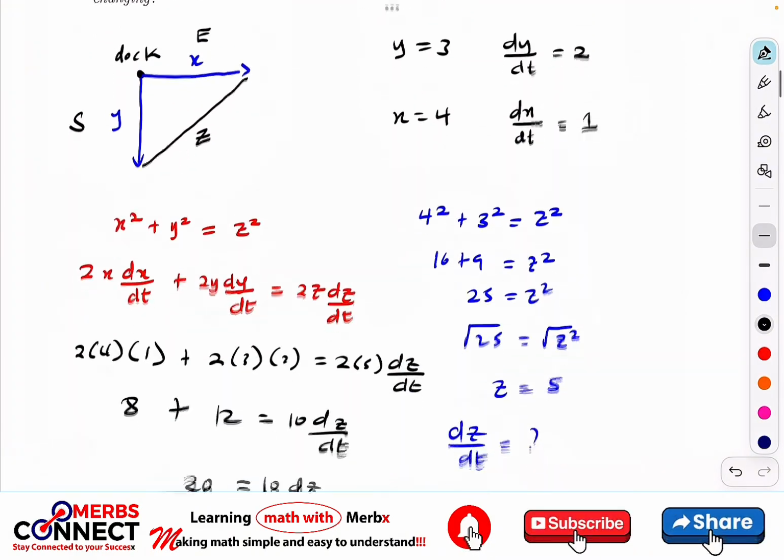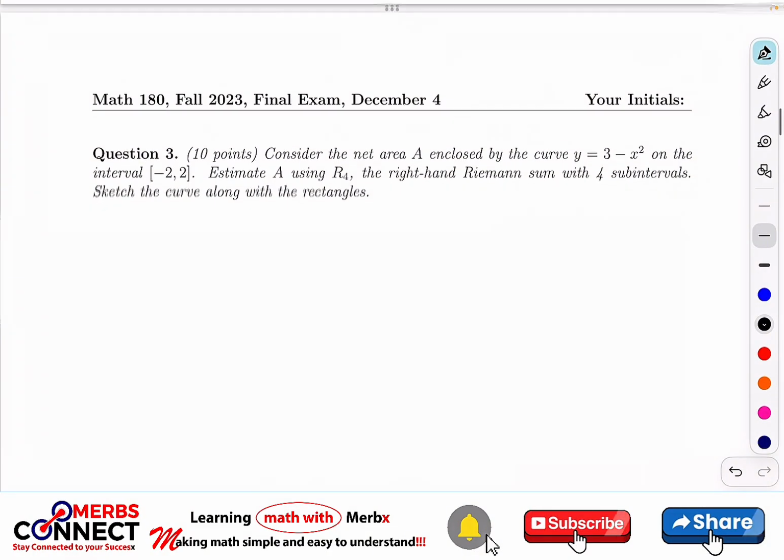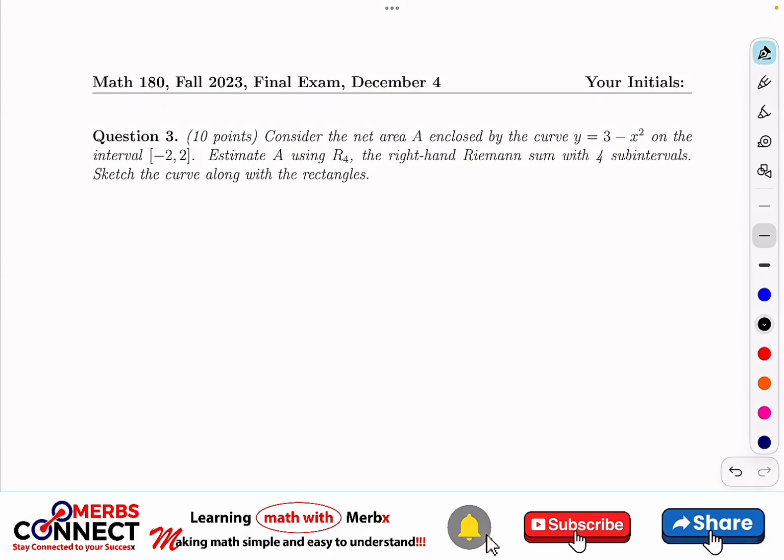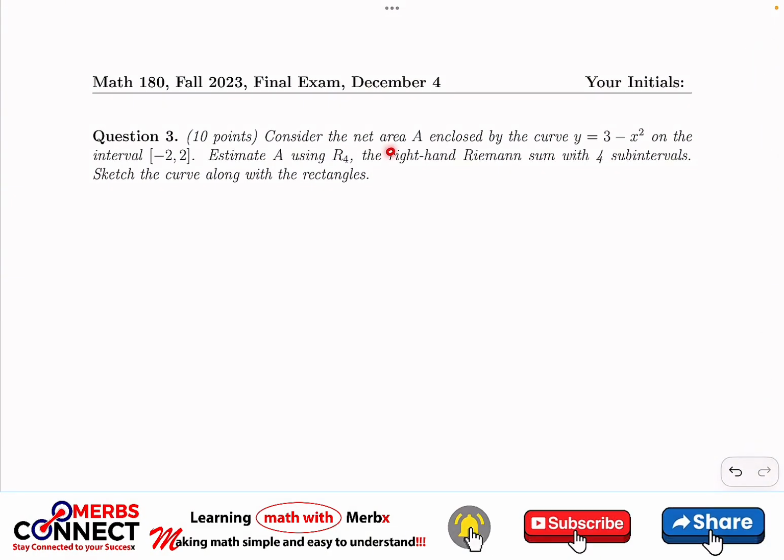Nice. Now let's look at question 3. We consider the net area enclosed by this function on the interval -2 to 2. Estimate using R4. R4 means that we are going to use a right-hand Riemann sum. It's already written here, and we want to divide it into 4 sub-intervals, and we sketch these functions too.